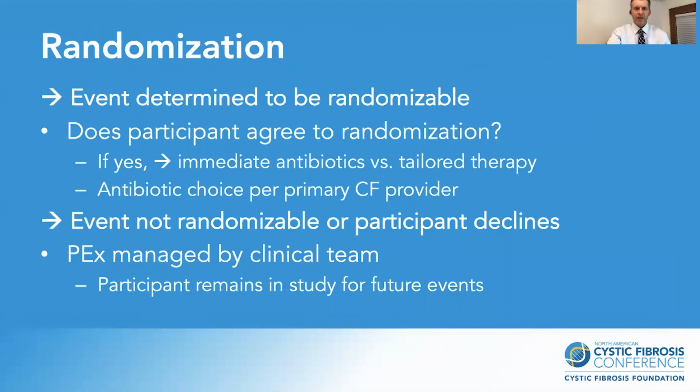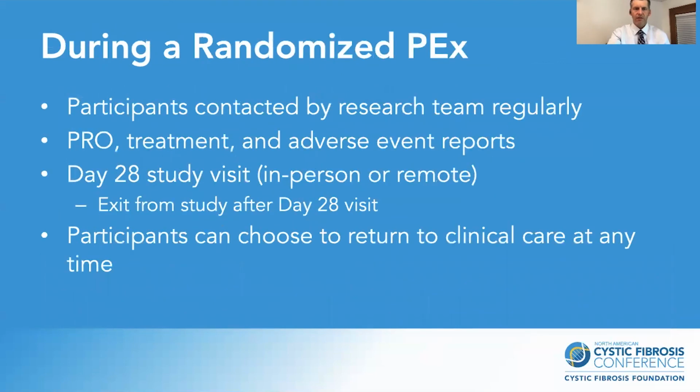Once an exacerbation has been determined to be randomizable, we need to know if the participant agrees to randomization. If yes, then they'd be randomized to the two groups I mentioned. The antibiotics would be chosen by the primary CF provider that we would ask at the beginning of the study and update throughout. If the event is not randomizable or the participant declines, then that exacerbation will be managed by the clinical team, but the participant can stay in the study for future events.